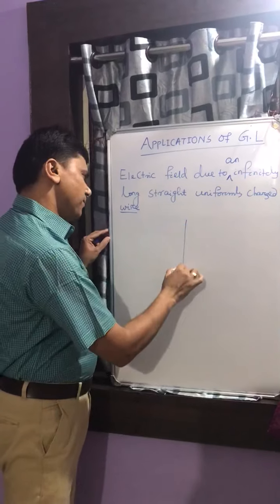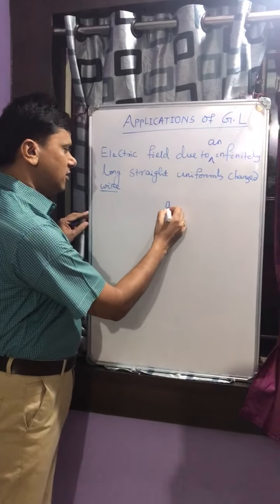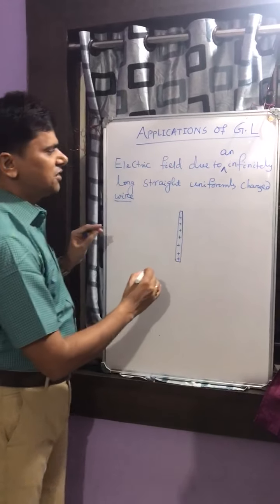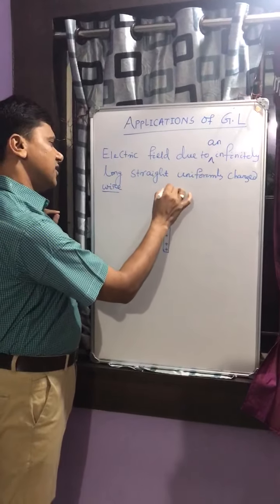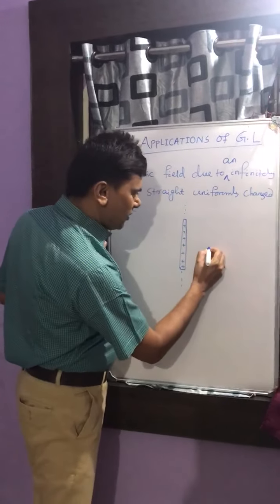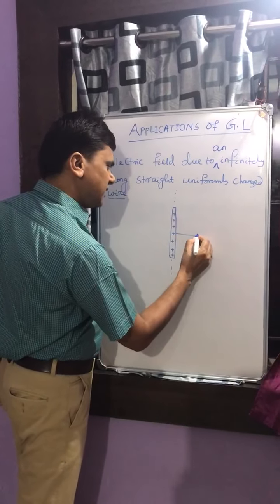Let us say this is the infinitely long, straight, uniformly charged wire. Actually its length is not this much, it is infinitely long, and we are asked to find the electric field. Let us say here, let this distance be r.